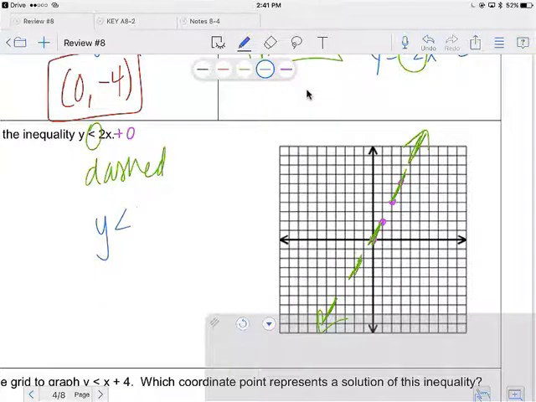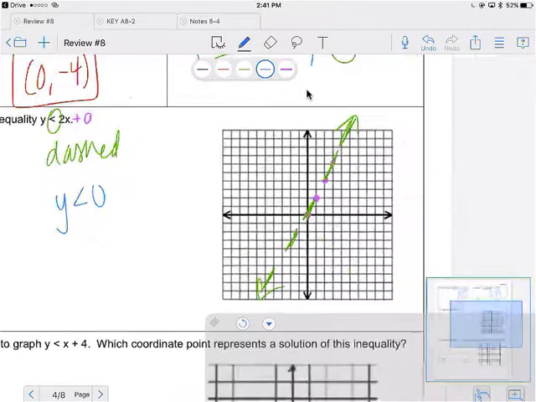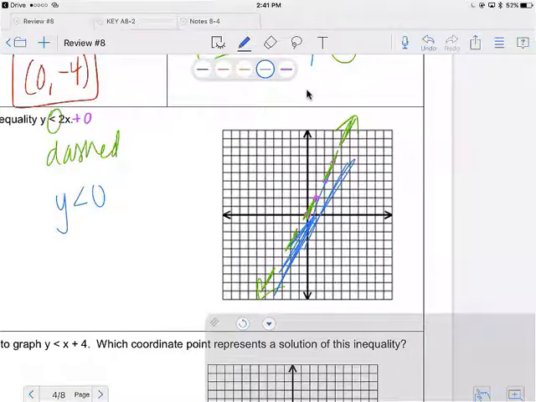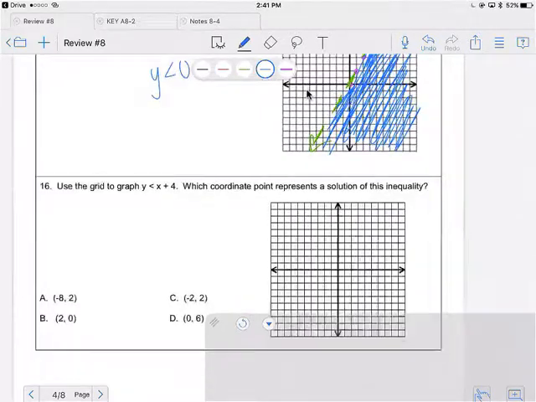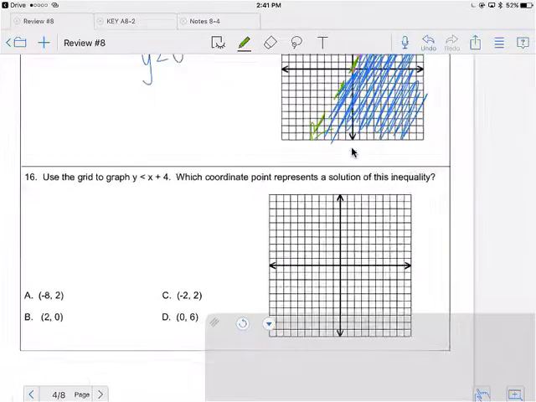And y is less than 0, less than is lower than 0. So less than goes underneath. And remember, we're just using that y-axis to figure out what less than and greater than are. So if I start at 0, less than 0 is negatives. Those go down, so I shade down.